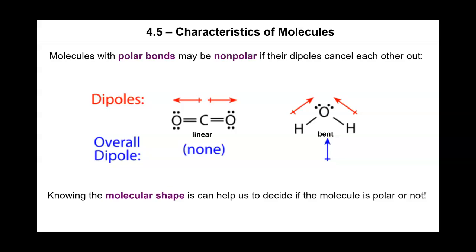Another way of recognizing whether a molecule is polar or not is to consider whether the dipoles of each bond cancel out. So for example, in CO2, we know that each bond is polar, and because carbon has a smaller electronegativity than oxygen, that tells us that the electrons are being pulled towards the oxygen ends of the molecule. So you can see here that we've got one dipole pointing to the left and one dipole pointing to the right. So overall, it has no dipole, and carbon dioxide is a non-polar molecule.